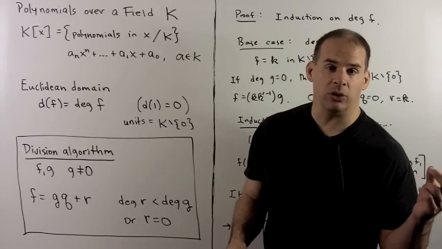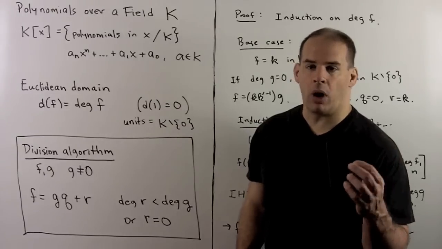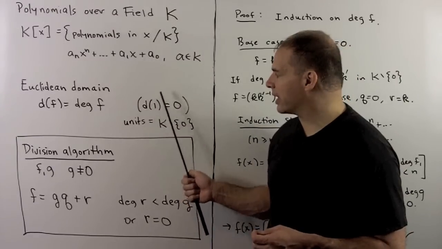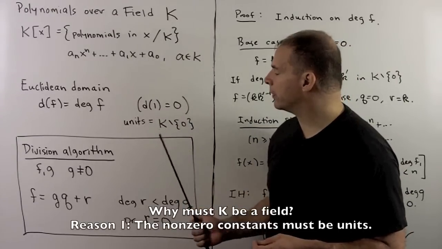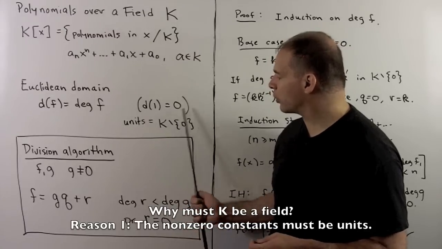For instance, if we want to find the units, we find all elements with d equal to d of 1. And in this case, the degree of the constant function 1 is 0. So we're just going to get the non-zero constants, or all elements of K, throw away 0.